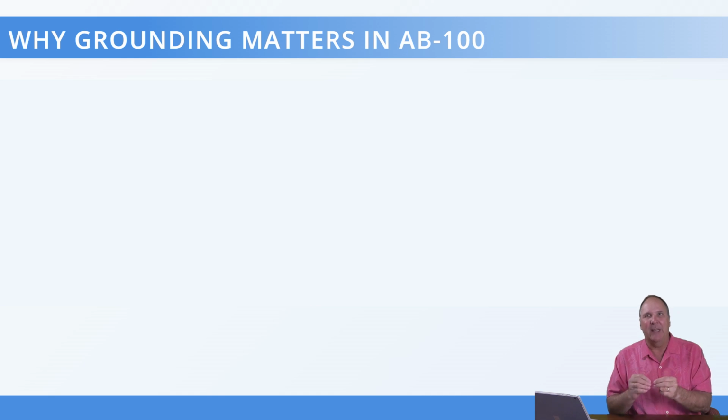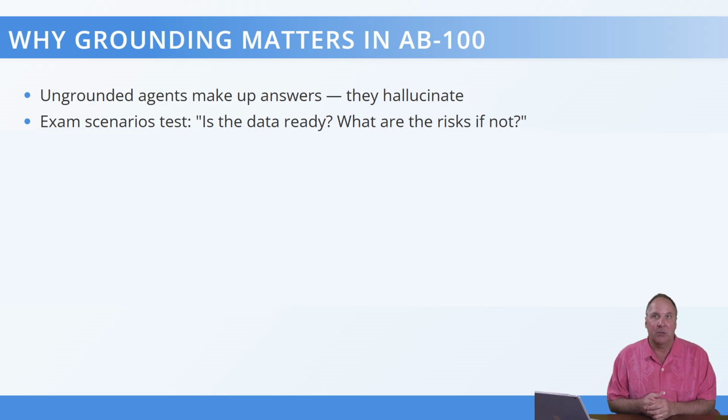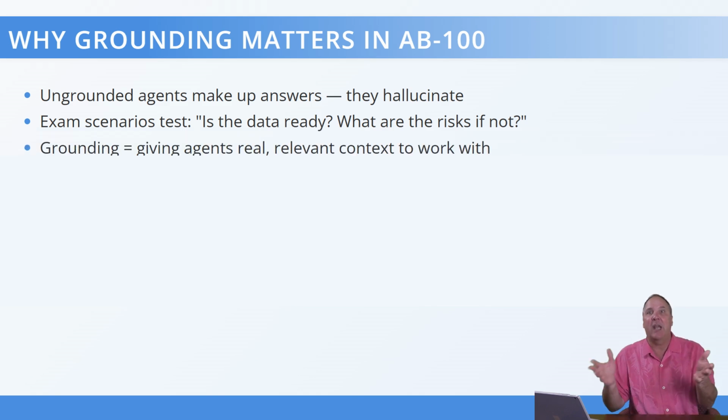Grounding is giving your agent real context to work with. Instead of letting the agent make up answers, you connect it to actual data sources. You might use retrieval augmented generation, which we call RAG, or connect to enterprise systems through connectors, or point the agent at knowledge bases.